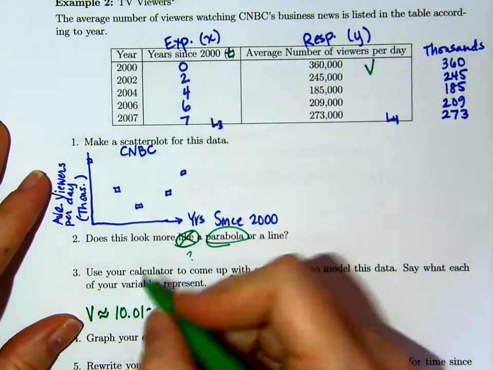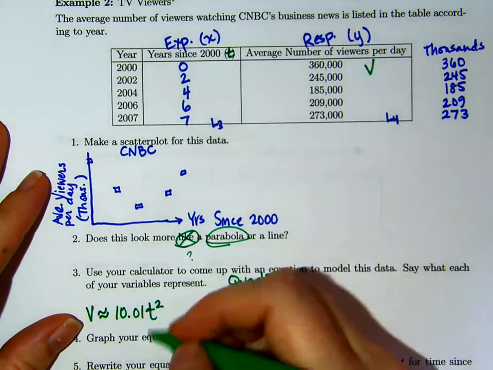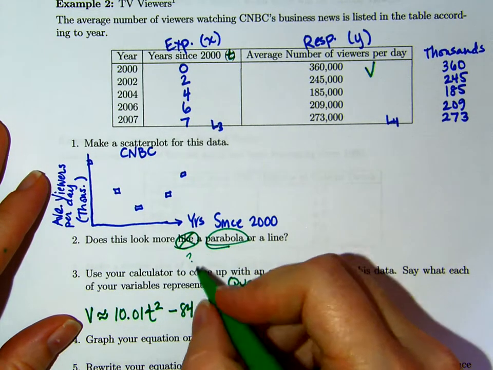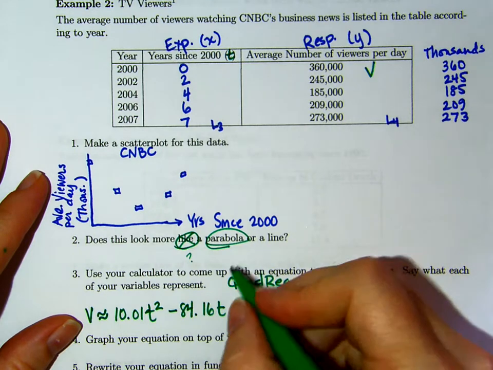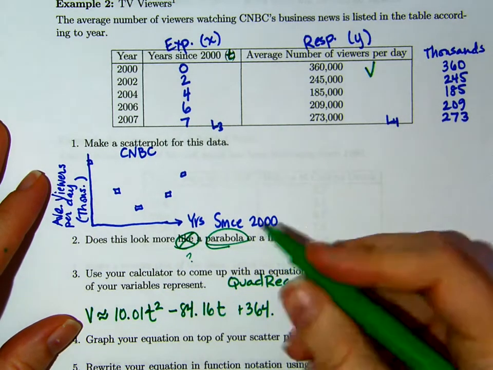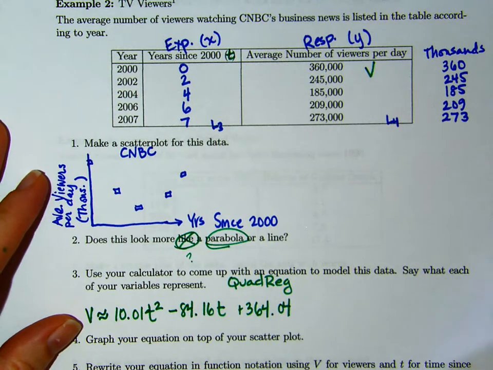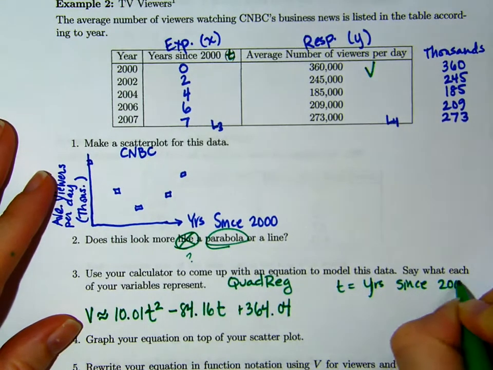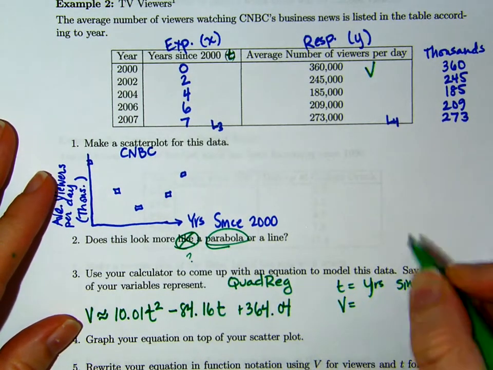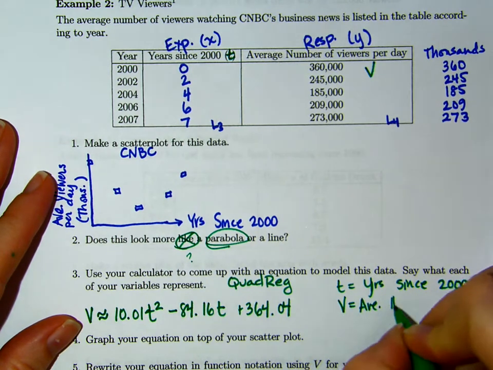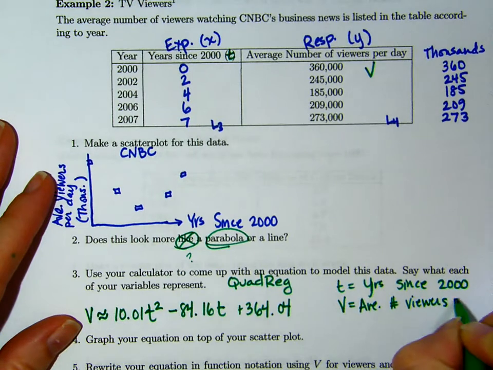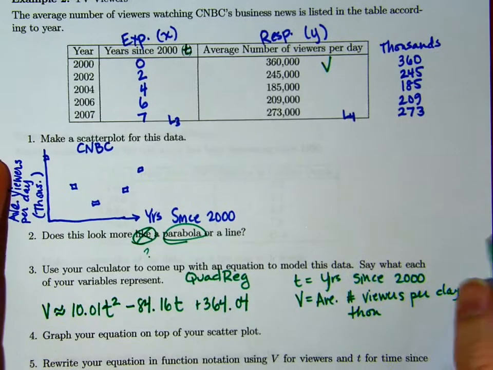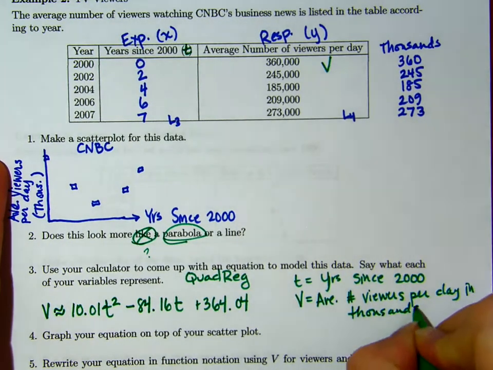V is approximately 10.01 T squared, so the year squared, minus 84.16 T's plus 364.04, where T equals years since 2000 and V equals average number of viewers per day in thousands. I should write in. Got it.